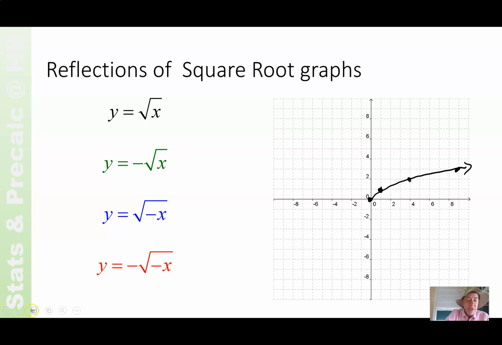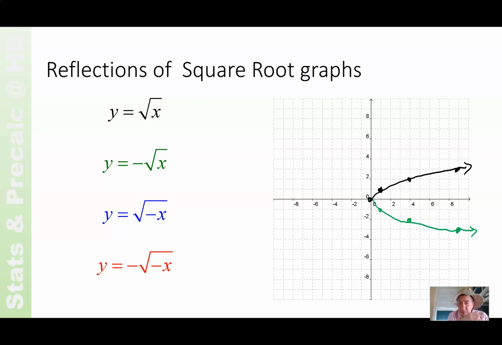The one in green is a reflection over the x-axis. The y's become negative. So if we started with these points and make the y's negative, it's still (0, 0). It's (1, -1). It's (4, -2). It's (9, -3). So you've taken the square roots, you've made them negative.